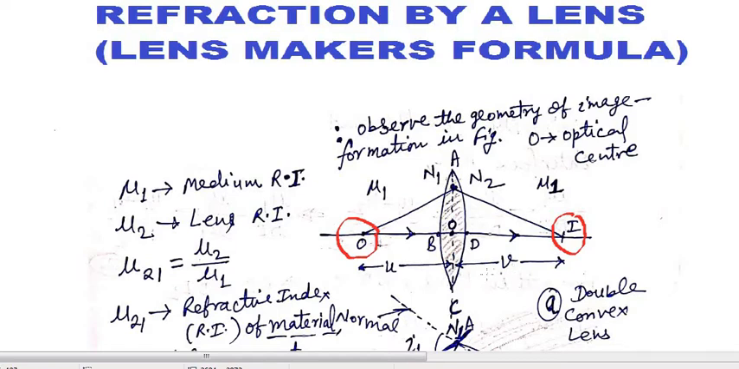So here refraction occurs twice. First refraction will occur at left side spherical surface, that is ABC, that is in this one, and the second refraction will occur at right hand side spherical surface, that is ADC, that is this one. Okay, so there occurs two refraction. So we will consider both the refraction at both spherical surface one by one. Okay, so first we will consider the refraction at the surface ABC, that is spherical surface N1.